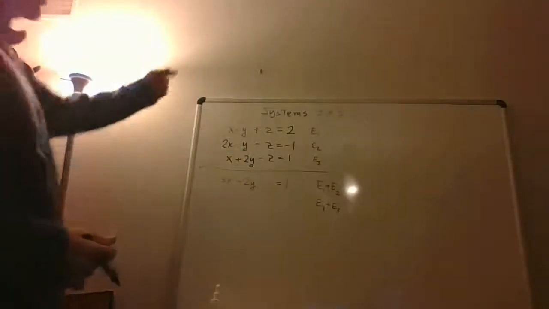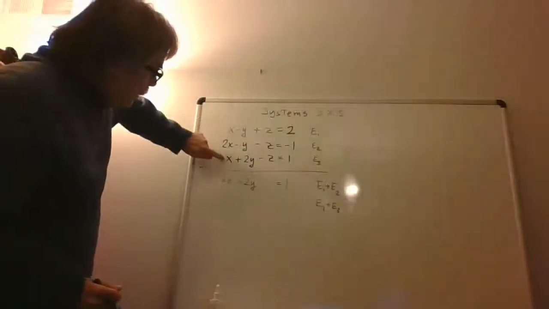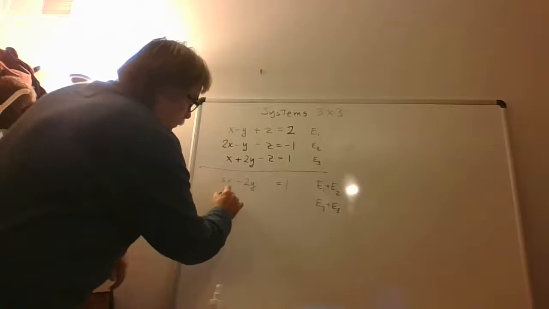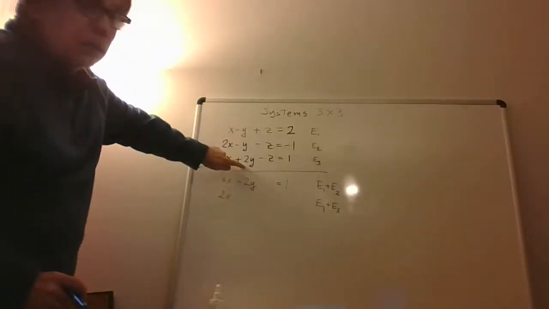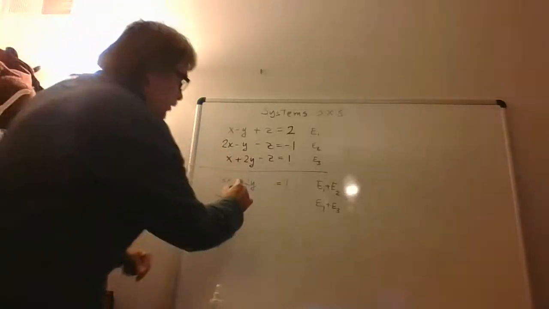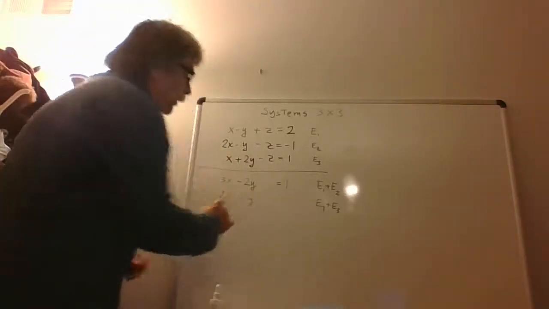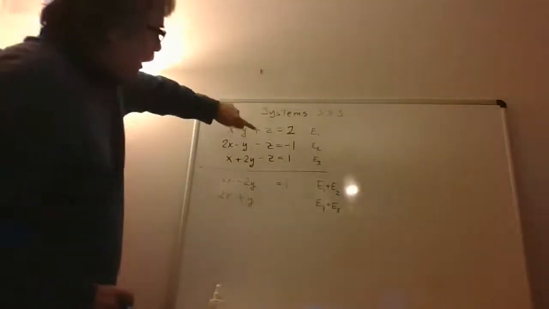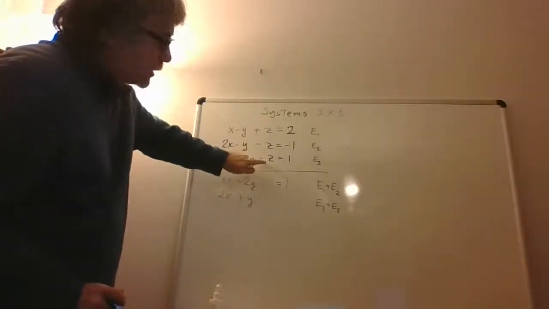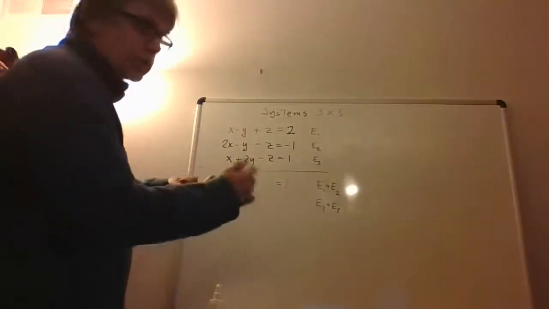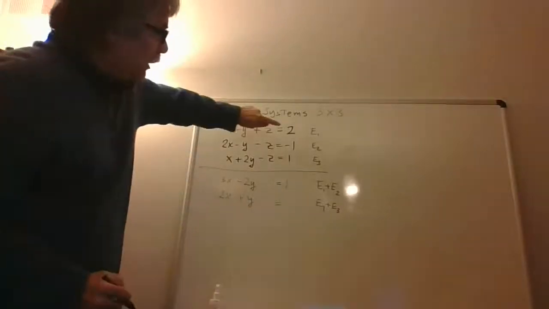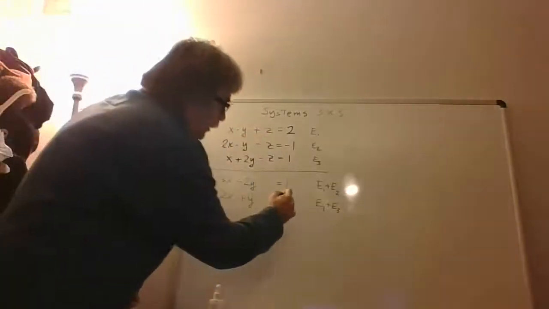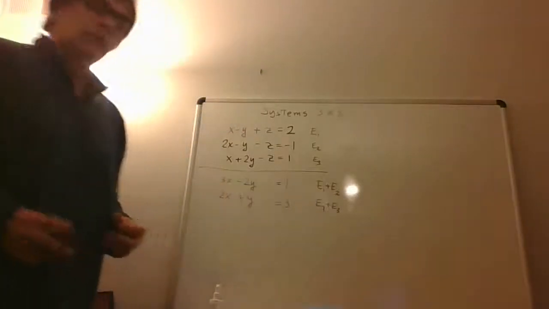I'm adding these two equations, and again, I have to be careful. I'm adding x plus x, which is going to be 2x. I am adding negative y plus 2y, which is going to be positive y. And now the trick: I am adding positive z and negative z, which of course is going to be 0, so I'm not writing that. And on the other side, I'm adding 2 and 1, and that is going to be 3.